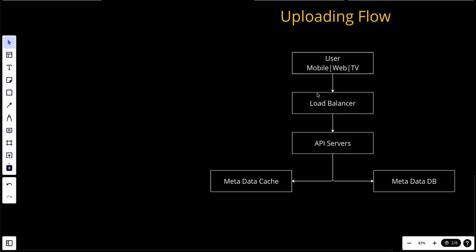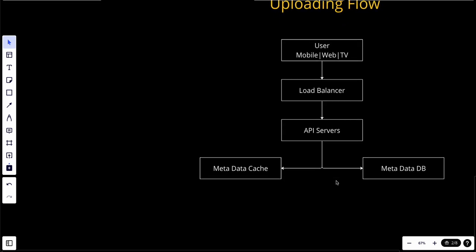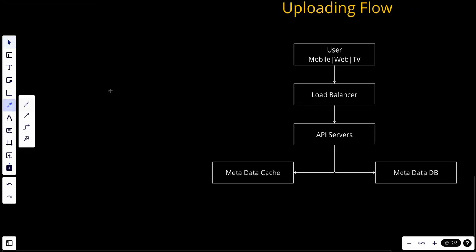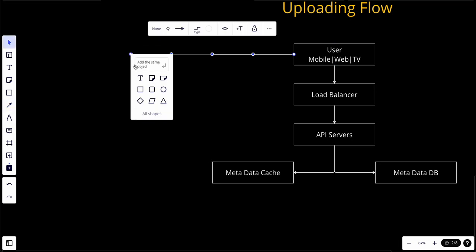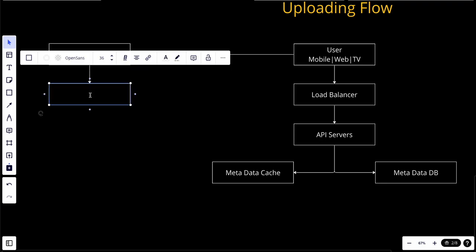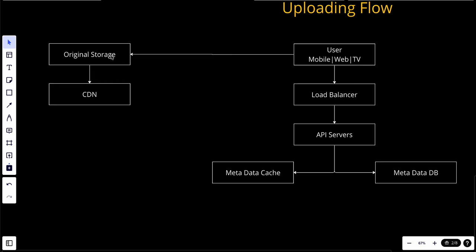However, how will the user connect with the CDN? So a good way to see how it's connected with the CDN, let's create one right now here. So this will be the original storage, which will be blob storage or something like that. Original storage. This is where we store all of our videos. Okay, and the original storage is connecting with the CDN.